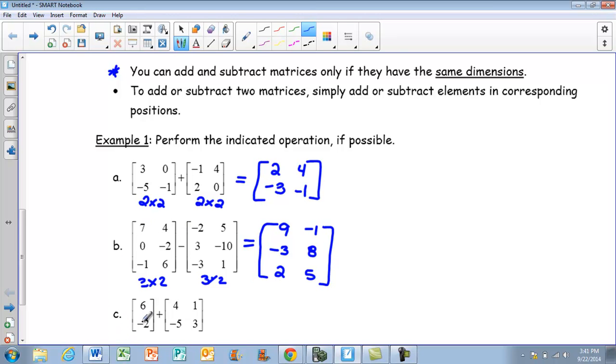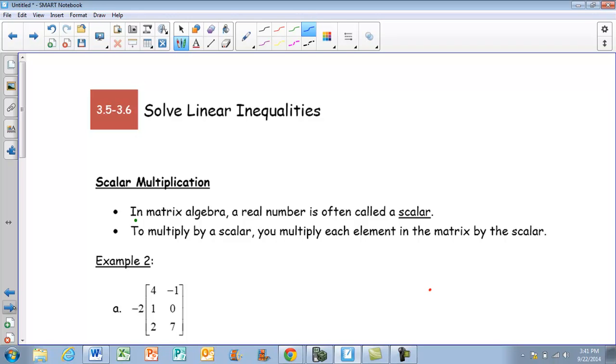So if we take a look at our next one, our dimensions are a little bit different here. I have a 2 by 1 and a 2 by 2. So this is not possible for us to add or subtract, because those dimensions need to be the same. All right, moving on to our next section, we're going to look at scalar multiplication. A real number is often called a scalar.